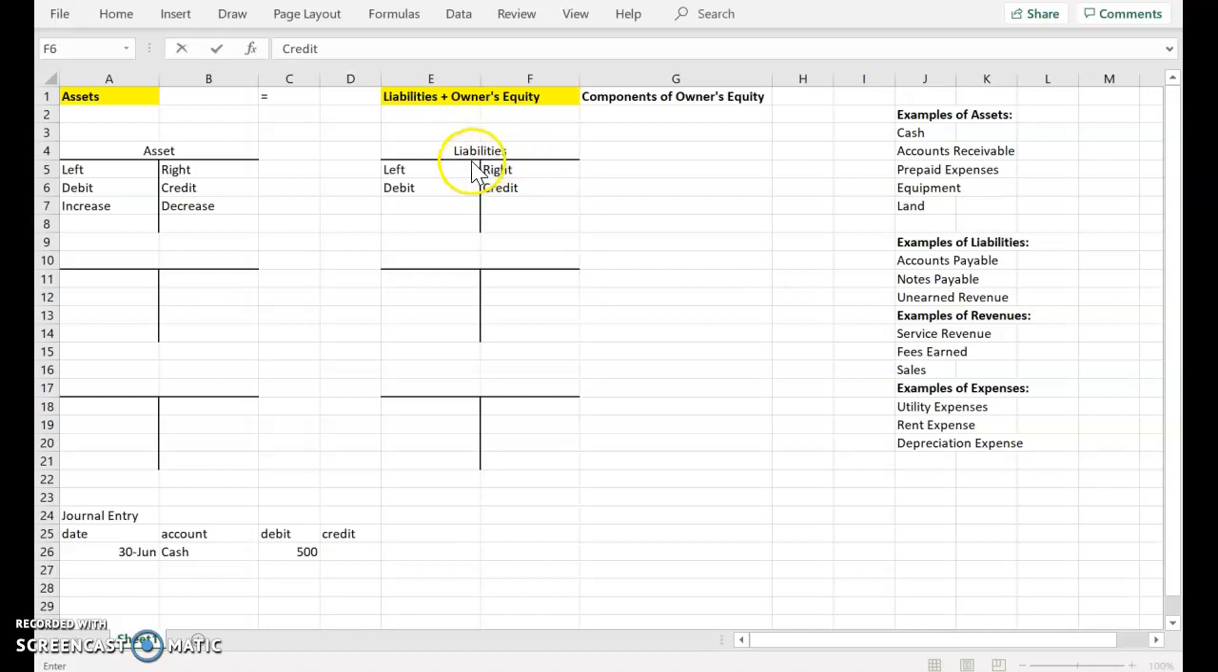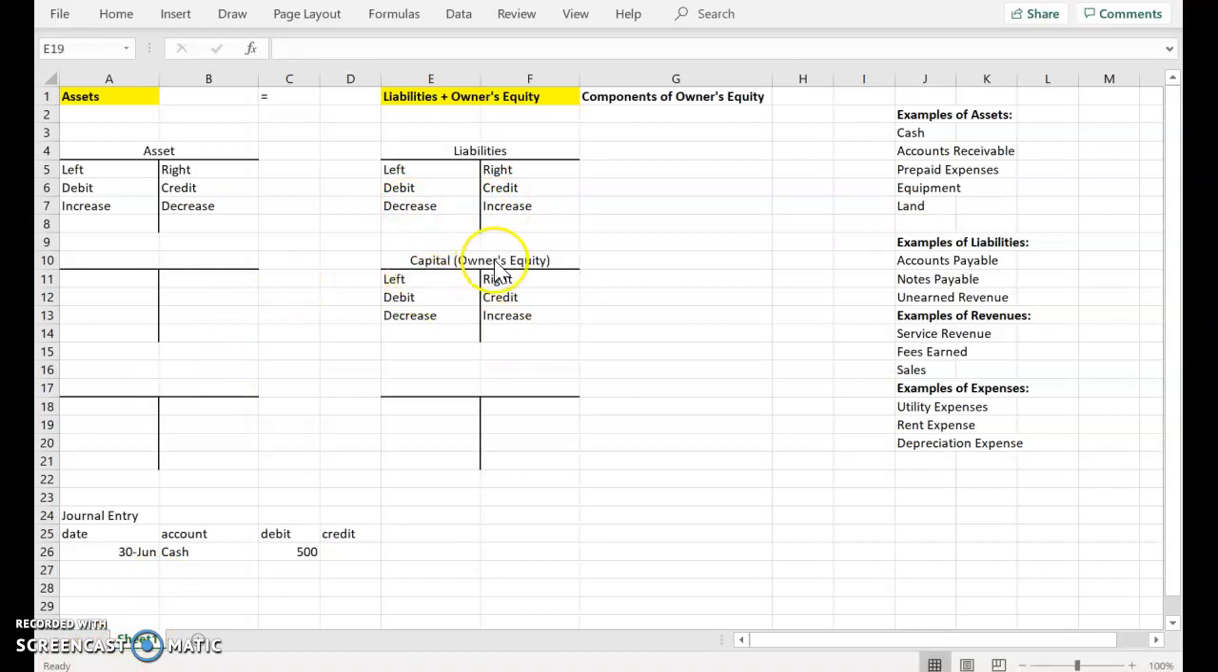Let's look at liabilities. Notice the T account. This is the left side. It's still the debit side, and the right side is always the credit side. However, since we're on the right-hand side of the equal sign, the increase side is going to be on the right-hand side and the decrease side is going to be on the left.